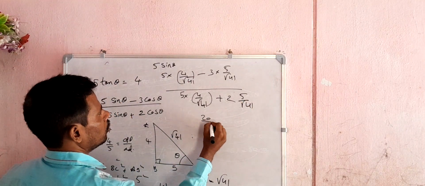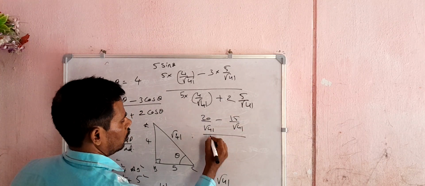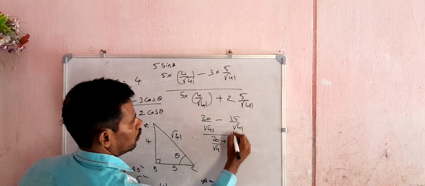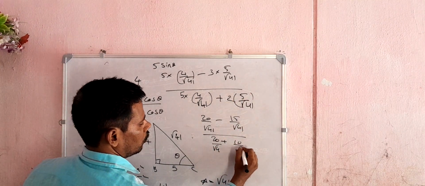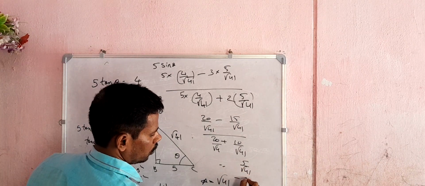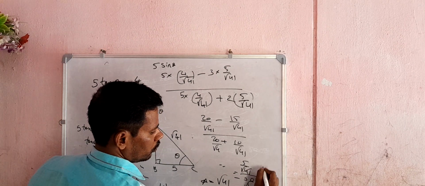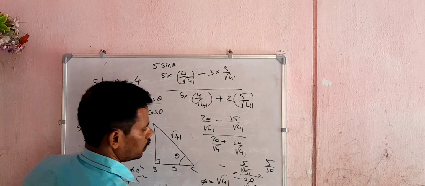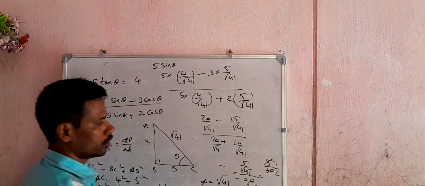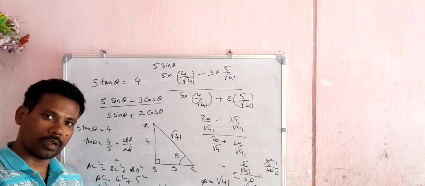5 4s are 20 by root 41 minus 15 by root 41, by 20 by root 41 plus 10 by root 41. 20 minus 15 is 5 by root 41, by 30 by root 41. 5 by 30 is nothing but 1 by 6. So in this way you have to do this problem.